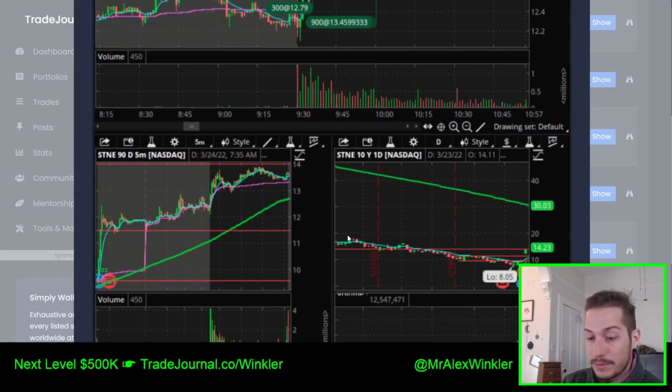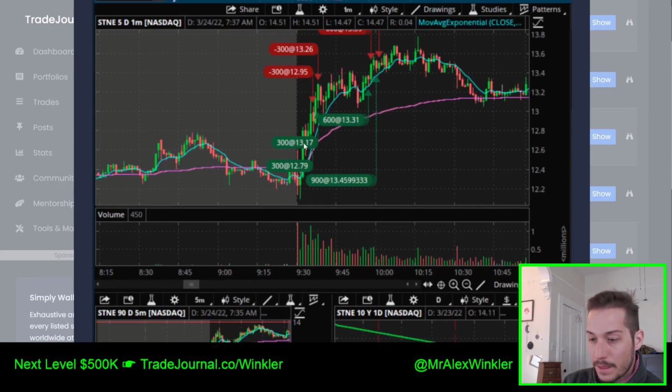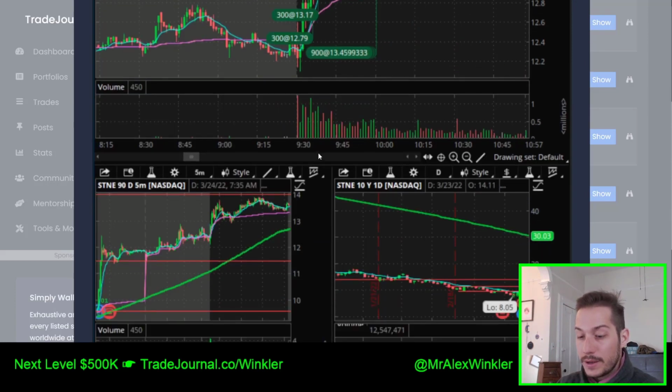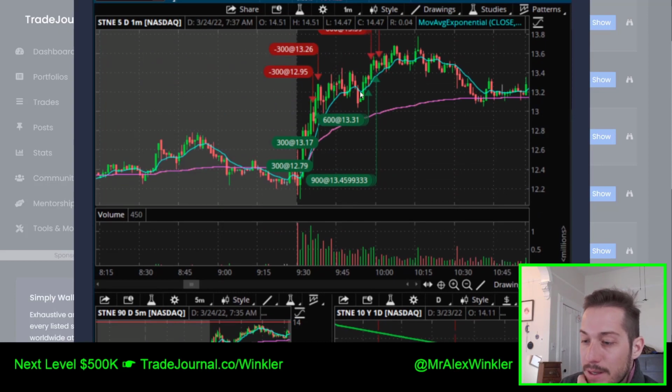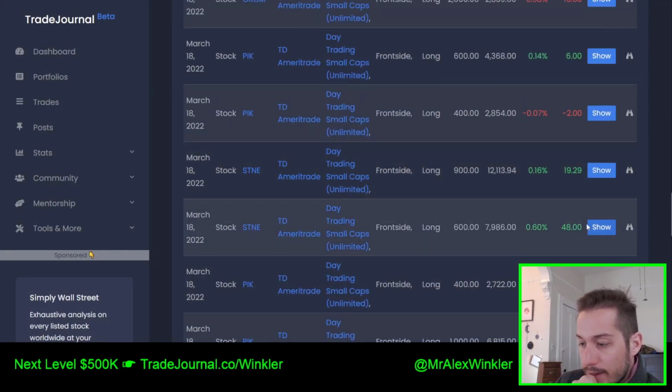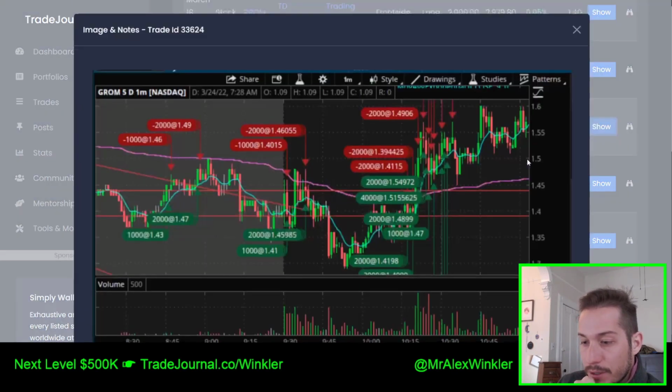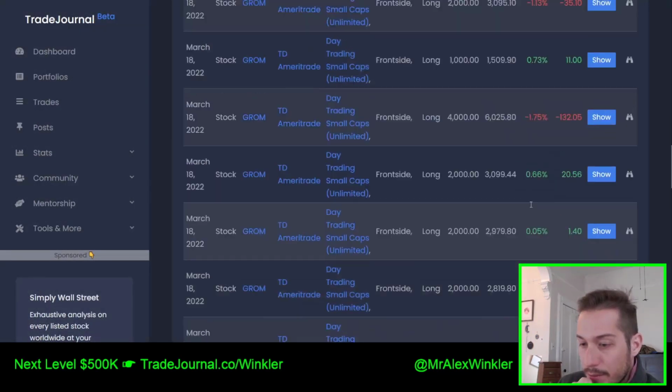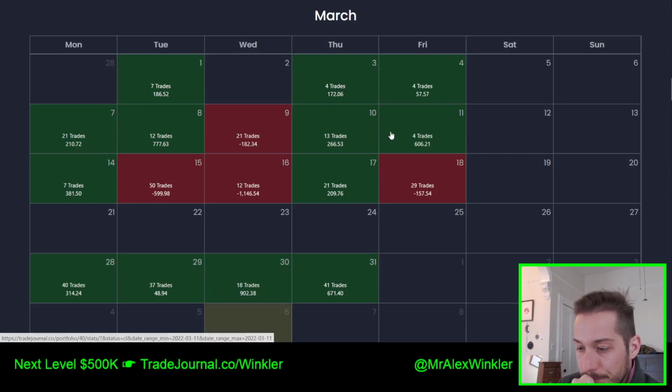STNE, yeah, this is actually fine. STNE here at the open, this is pretty clean. This is tough though, because you have to get really aggressive on this one. There's not a lot of larger pullbacks. So if you're not aggressive on something like STNE, it's just going to go right by you. And it kind of looks like that's what happened for me. And then we traded GROM as well. Oh, yeah, we talked about that. That was nasty. Yeah, so not so nice.